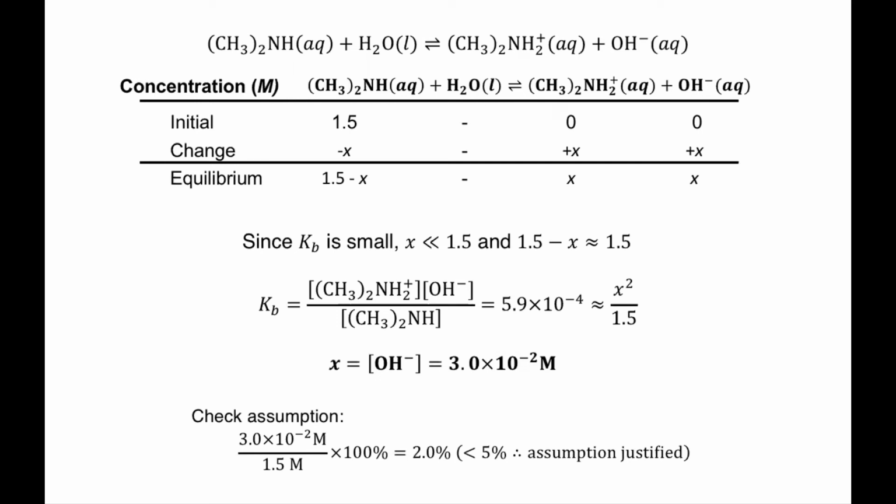3.0 times 10 to the minus 2 molar is divided by 1.5 molar and multiplied by 100%, which equals 2%. So this is less than 5%, and so our assumption can be said to be justified.